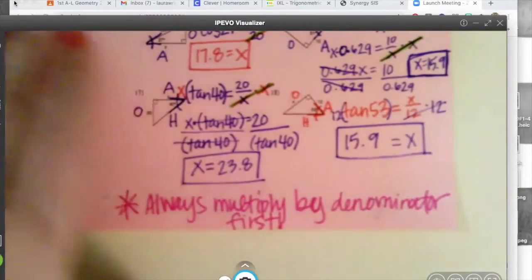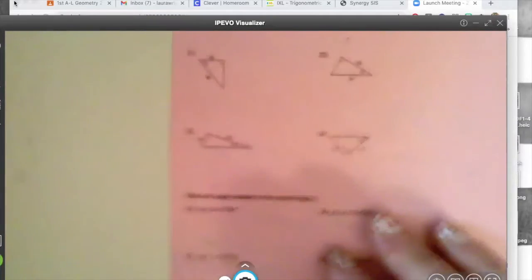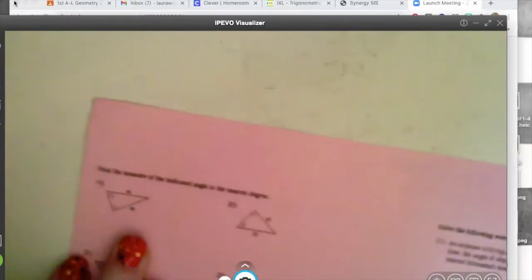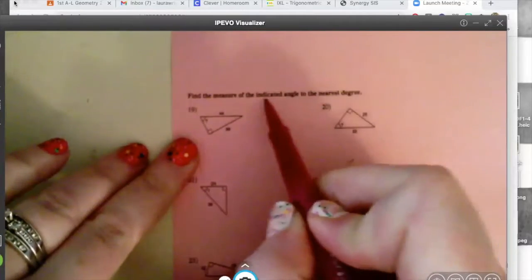All right, so you ready for the easy part? What? That wasn't the easy part. Man, how awesome is this? Okay, so on the back, we're now solving for angles. Find the indicated angle.